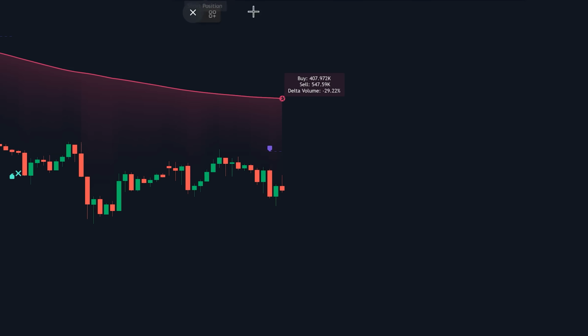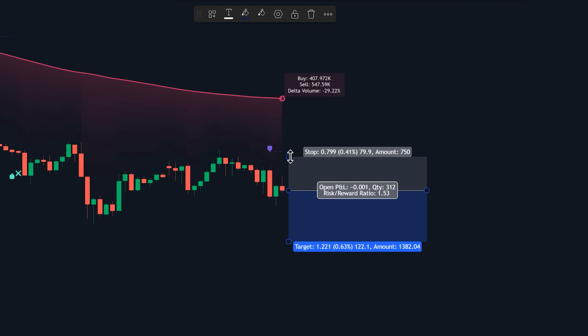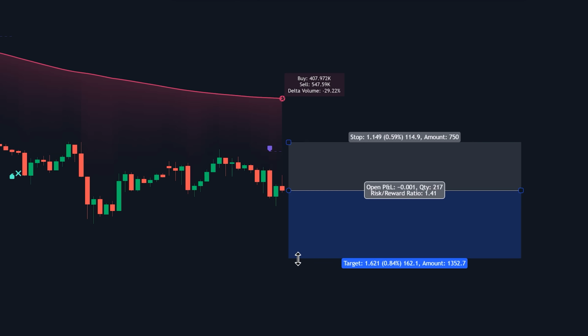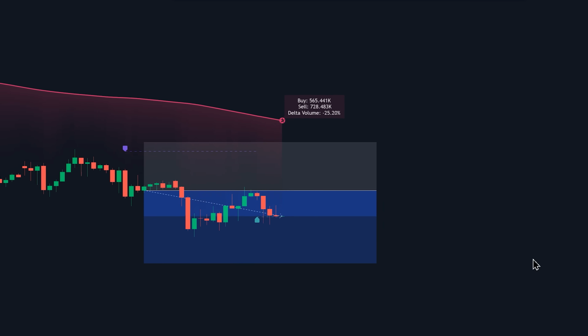We take a short position, place our stop loss above the invalidation level, set the take profit at 1.5 times the risk, letting the trade run, and it was profitable.